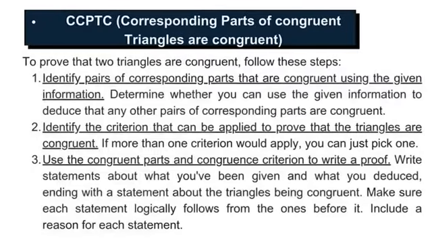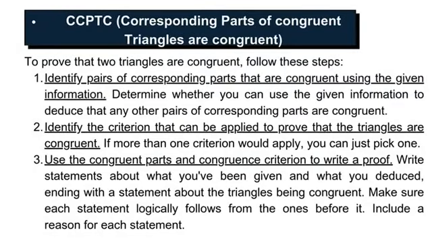Now that we are done explaining the definition and principle of the CPCTC theorem, we will proceed to the steps of how to prove that two triangles are congruent. First, identify pairs of corresponding parts that are congruent using the given information. Determine whether you can use the given information to deduce that any other pairs of corresponding parts are congruent.